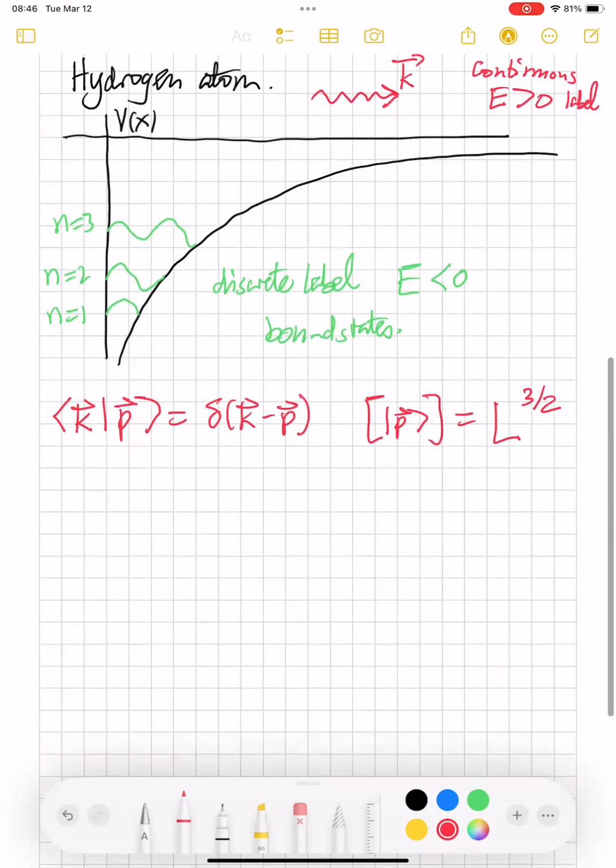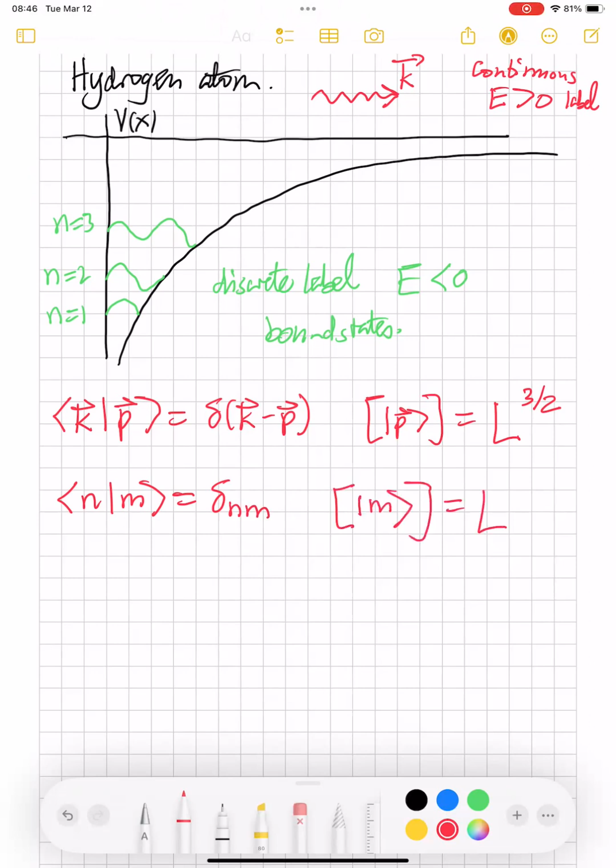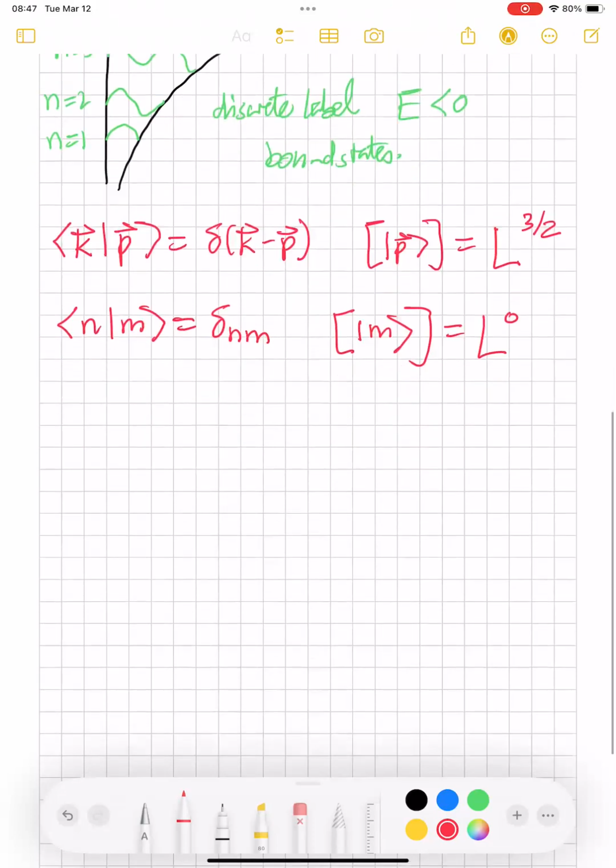If you take a discrete state, say something with energy level n and something with energy level m, this is normalized to the Kronecker delta. And that means that the state labeled with a discrete number is actually dimension of L to the naught. So they're different objects and we would use them in different ways.